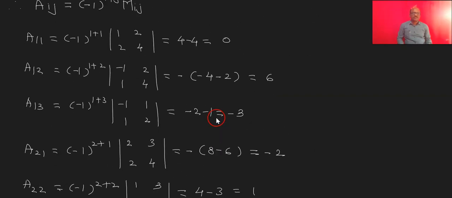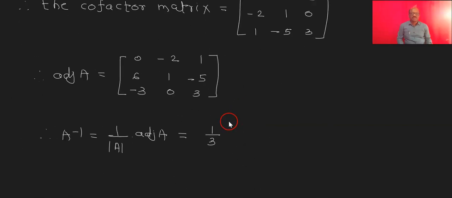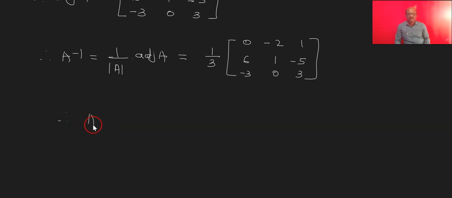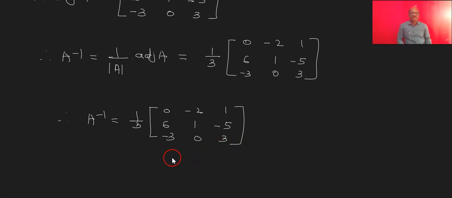What is the value of this determinant? The value of the determinant is 3, so 1 upon 3, and here is the matrix 0, minus 2, 1, 6, 1, minus 5, minus 3, 0, and last is 3. Therefore, let's write the final answer. A inverse is equal to 1 upon 3 times the matrix 0, minus 2, 1, 6, 1, minus 5, minus 3, 0, 3. This is the A inverse.